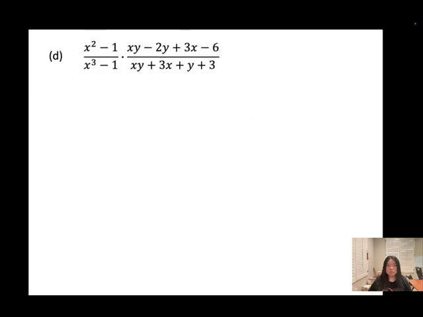Okay, last one. This is a polynomial. This has 4 terms. Remember the factor by grouping? And this one, you may need to use the formula: a to the power of 3 minus b to the power of 3.